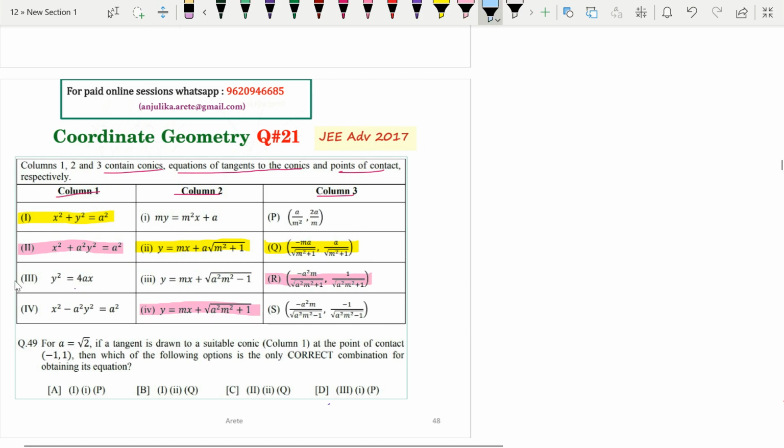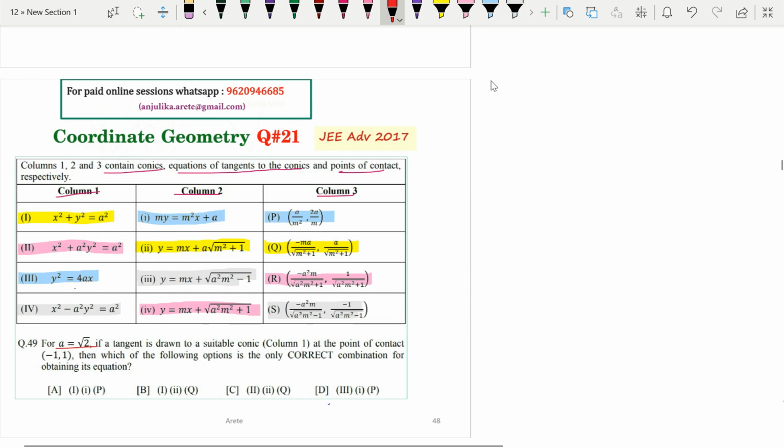Similarly, the third one is a parabola. Equation of tangent, if you divide by m, you will know that is what you might have seen earlier. So this is the point of contact. And the third one is a hyperbola. Okay, so only one is remaining, you can anyways match it. So this and this. Now let's look at the question.